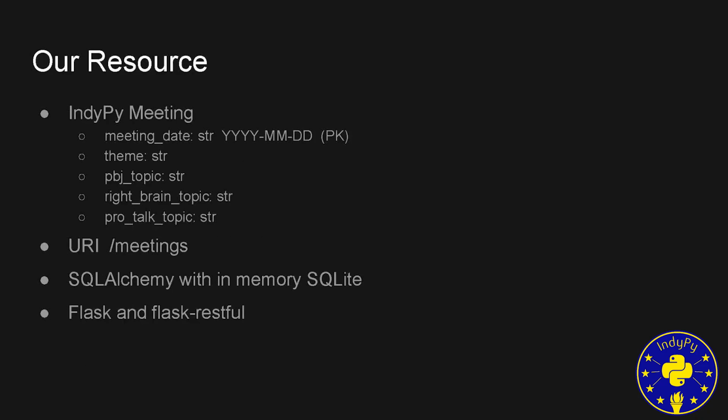So like I said, we're using an IndyPy meeting as a resource. I just have a formatted string for our primary key. We have the theme of the meeting and then the various topics. And as you saw before, our URI is meetings. I'm using SQLAlchemy as an ORM, so I can abstract all the SQL with it in just an in-memory SQLite database. My web engine is Flask, and I'm using Flask-RESTful because that abstracts away a lot of the implementation for the API. It gives you some syntactic sugar for that.